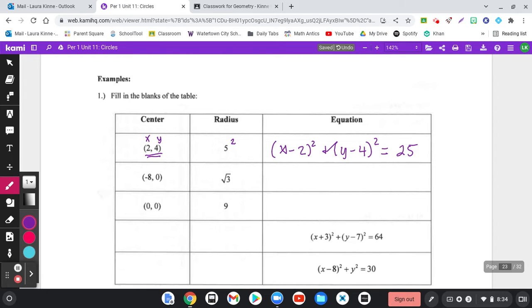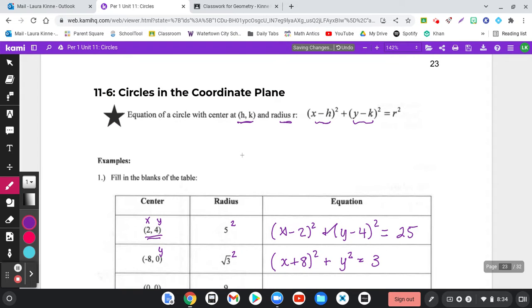Okay, for the next one, x minus negative 8 would become x plus 8 squared plus, if you're not adding anything to y, it's just going to be y squared, because there's nothing in the parentheses with it, equals the square root of 3 squared, which is just 3. Those cancel each other out. It's important that you know that it's subtraction.